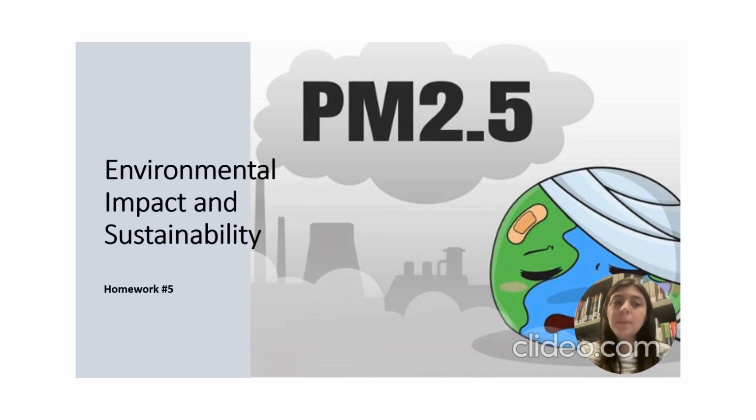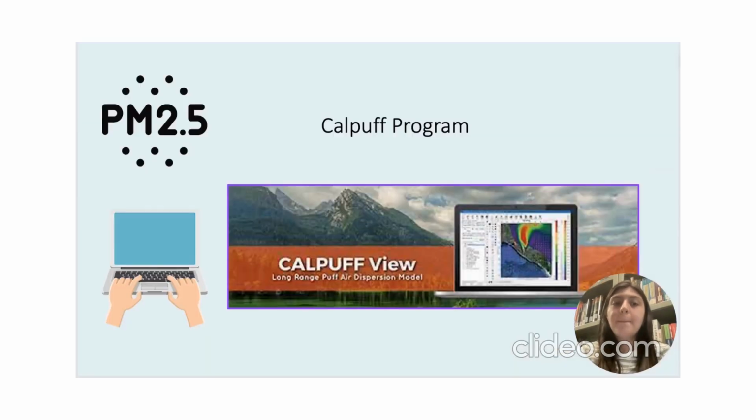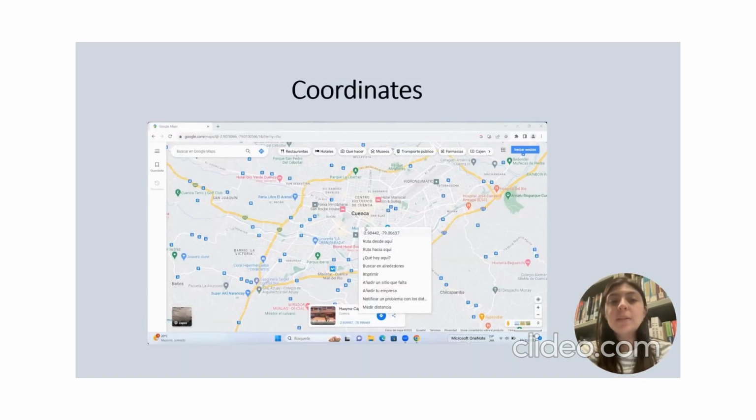To talk about homework number 5, that is recommending the location of a new power facility using the CALPUFF model. It is an atmospheric dispersion model used to simulate and predict the dispersion of pollutants. In this case, the pollutant that we are interested in is PM 2.5. First, it's important to know the coordinates and the place that we are going to analyze.